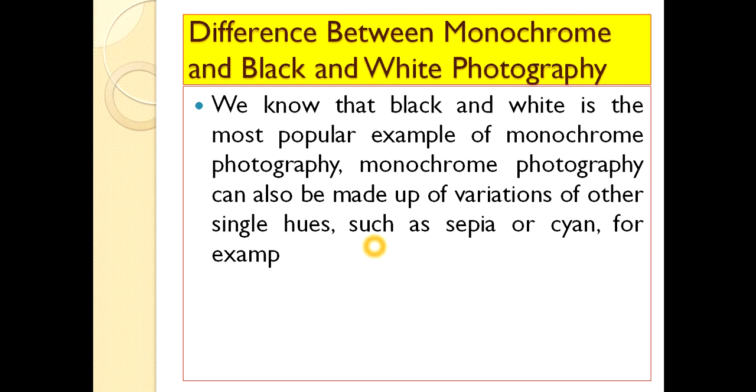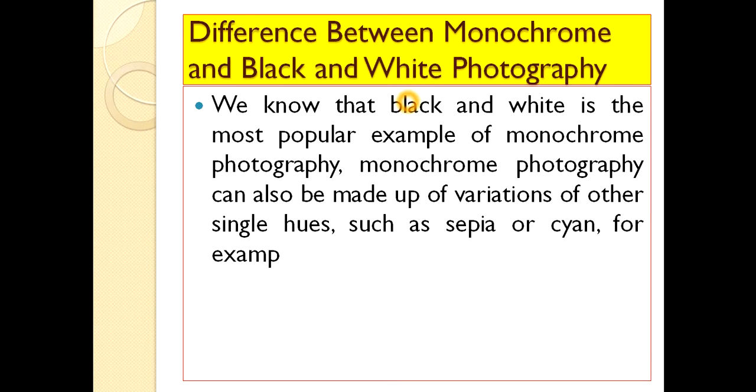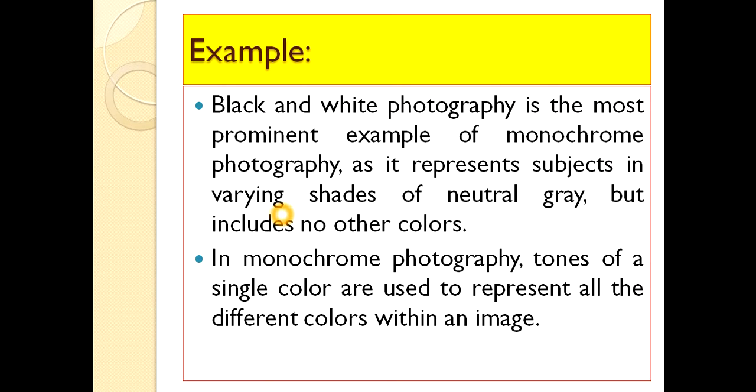So what is the difference between monochrome and black and white photography then? Black and white is the most popular example of monochrome photography, but monochrome photography can also be made up of variations of other single hues such as sepia or cyan, for example. So black and white is just an example of a monochrome image, but you can also consider a single hue.